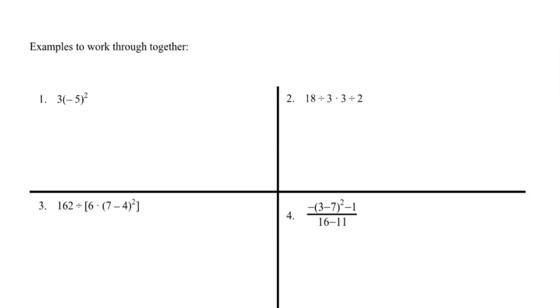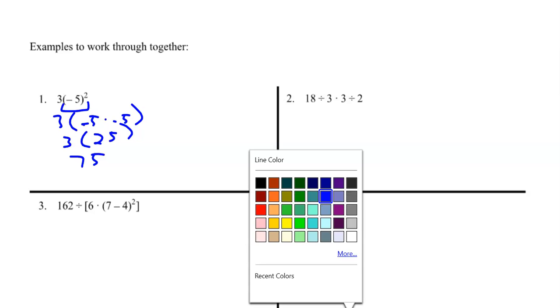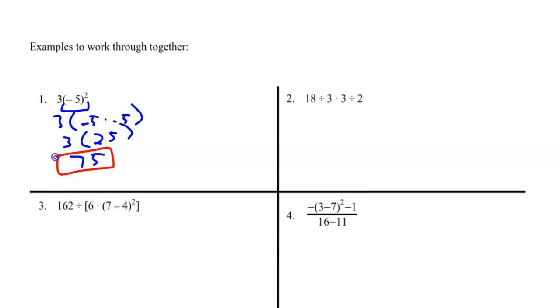It's exponents. So our first step here is just going to be to evaluate this piece and say negative 5 times negative 5. I'm going to write that out actually. And when we calculate that using correct order, we're going to say that's 3 times 25. And so we would simplify that to be 75.